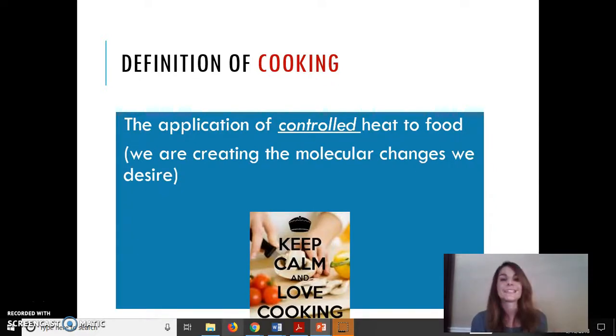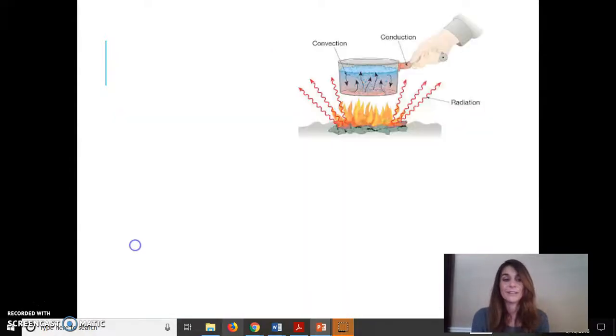Now, while preparing a salad might require some incredible chopping skills like you just practiced in your past lab, unless there is heat involved, unless there is something like a grilled chicken breast or a tuna steak associated with it, if you are not using applied heat, then technically it's called assembly. It's not really cooking. So what we're looking at is we need to be controlling the heat, applying it to food, and we're definitely creating a molecular change that we desire within food.